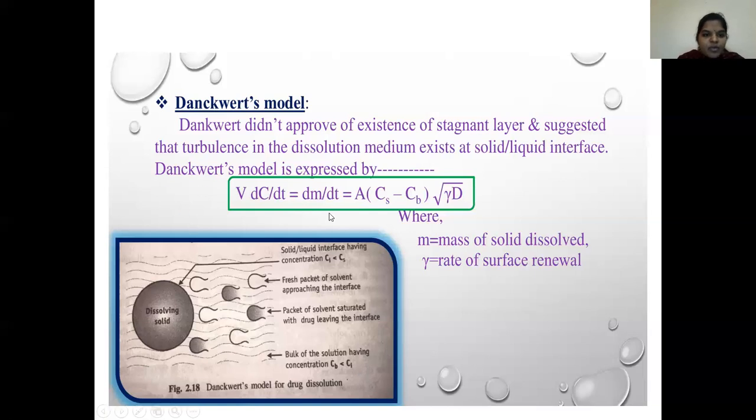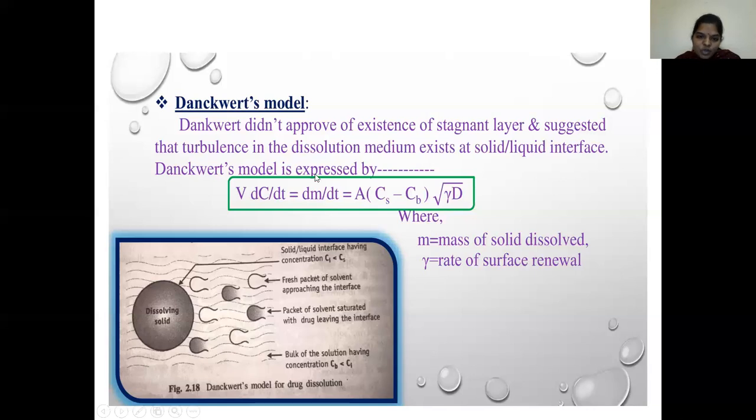Okay, the Danckwerts model is expressed by the following equation: V dC/dt = dM/dt = A (Cs - Cb) √(γD). What is gamma? The rate of surface renewal. Here there is renewing of your surface taking place.